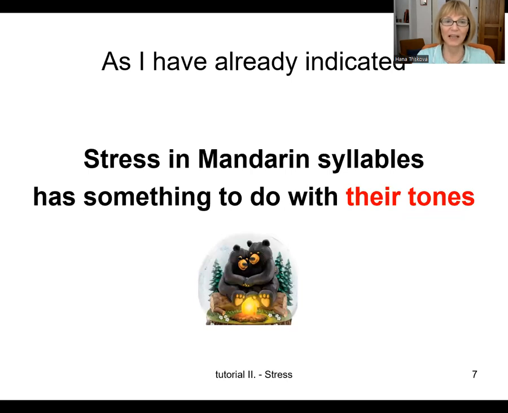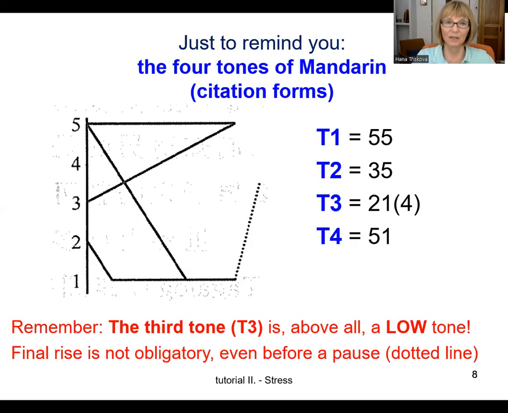As I have already indicated, stress in Mandarin syllables has something to do with the tones. This is just to remind you the 4 tones of Mandarin in their citation forms. And I cannot resist making a note about the third tone. Remember that the third tone is above all a low tone. You should keep this idea in your brain. The final rise is definitely not obligatory, even before a pause. So remember this.